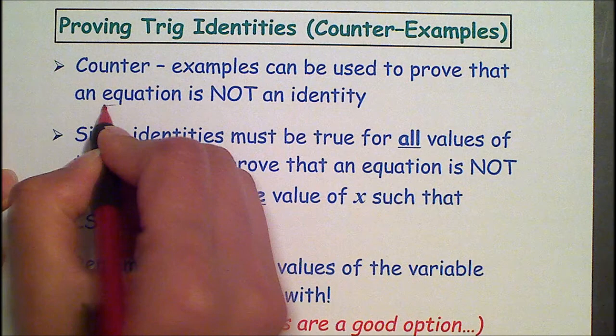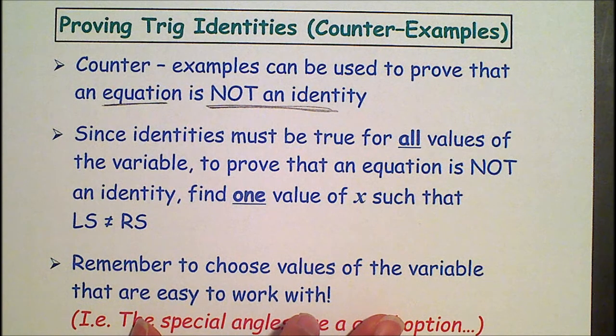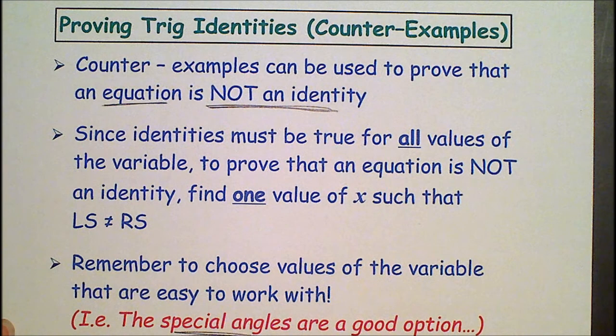So since identities must be true for all values of the variable, to prove that an equation is not an identity, you need to find just one value of x such that the left side and the right side are not equal. So in an identity, all values of x have to satisfy the equation. So as long as you find one value that doesn't satisfy the left side and the right side, then you've proven that it's not an identity. Okay, so remember to choose values of the variable that are easy to work with, especially the special angles. Since you won't be using a calculator, special angles are the best option you can use. So we're going to look at one example from the lesson.